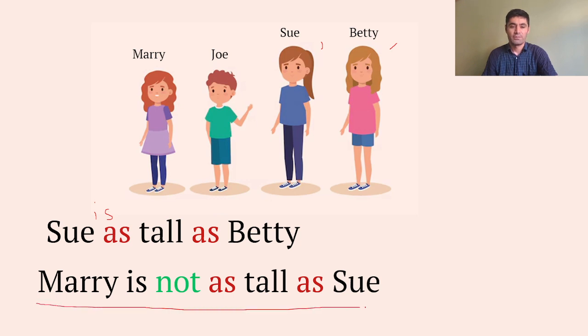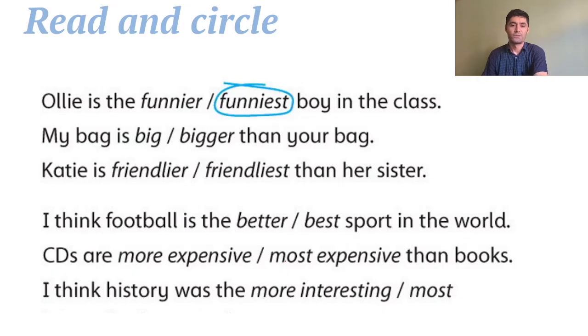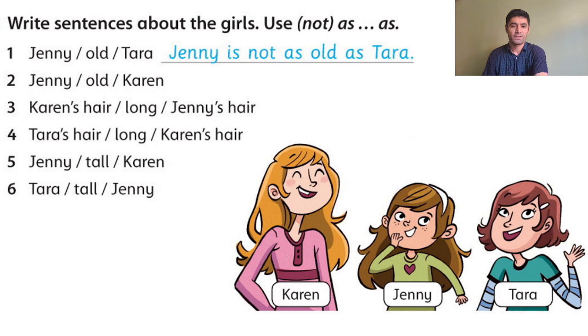Next example. Mary is not as tall as Sue. So we look at Mary and Sue and we can see a difference in their heights. We can see that Mary is shorter than Sue. So we're saying Mary is not as tall as Sue. Alright, now let's move on. We're going to skip this one. Now let's do this one.